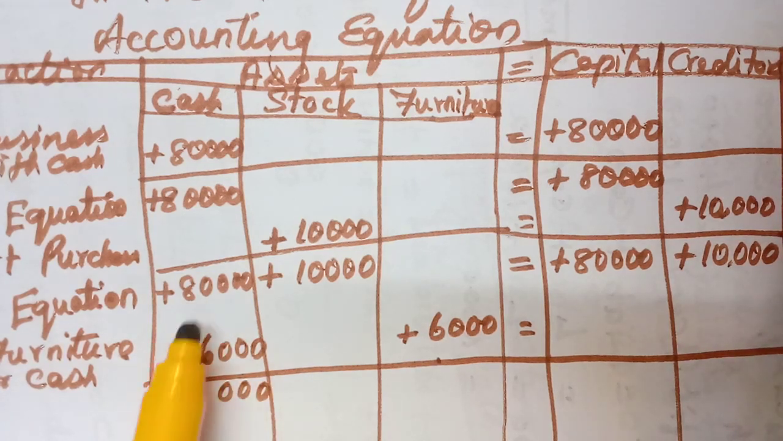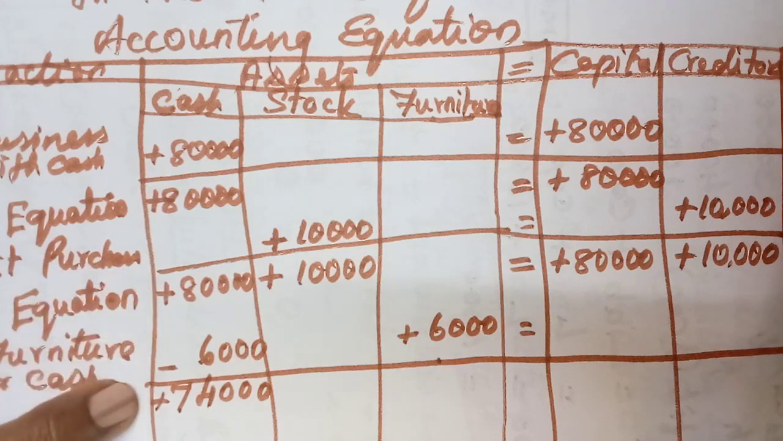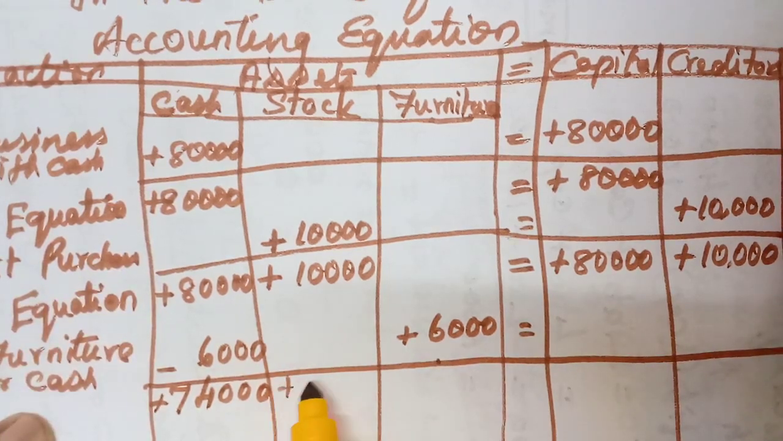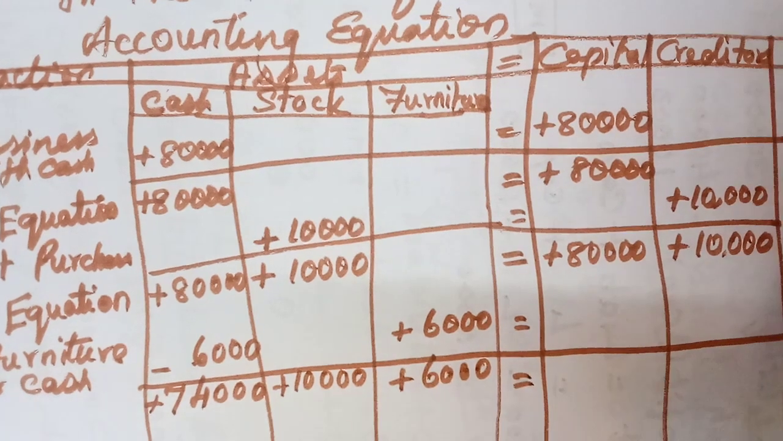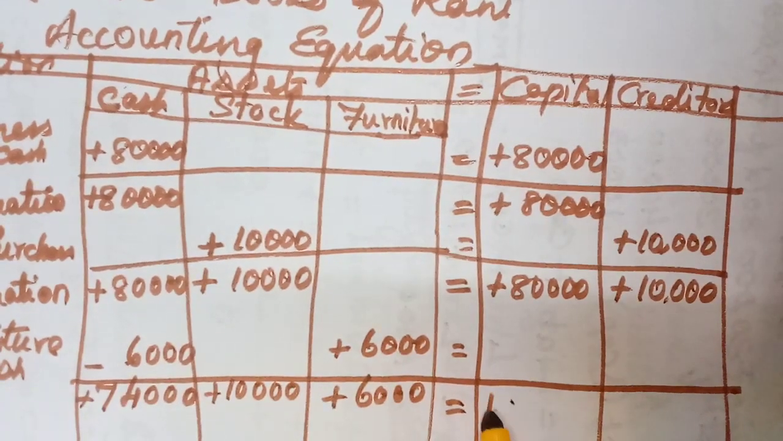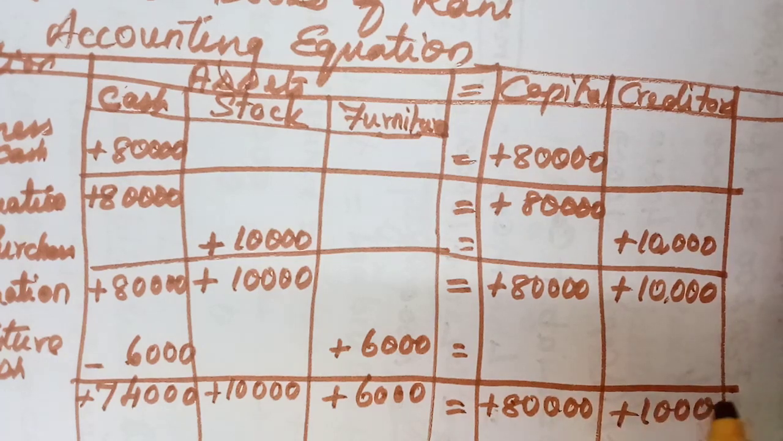Here 0. From 0 we cannot subtract 6. We need to borrow 1. 10 minus 6, 4. So what is remaining here? 7. So what is the amount? Here, plus, greater amount sign plus, 74,000. How much here do we have? 10,000. Along with the sign only you have to write. Then plus 6,000 equal to the same amount, 80,000 plus 10,000.